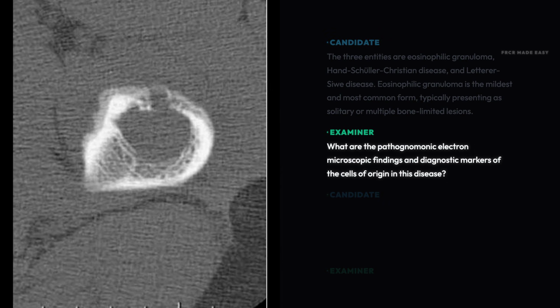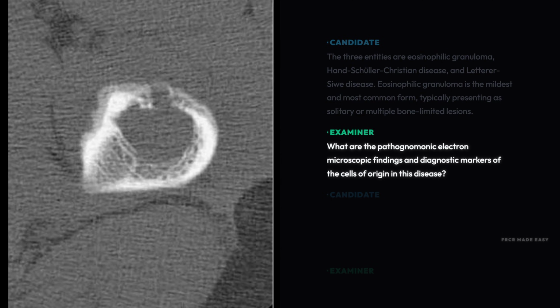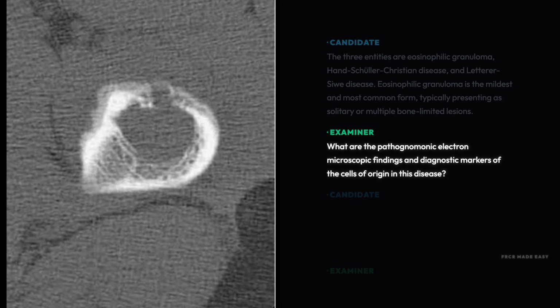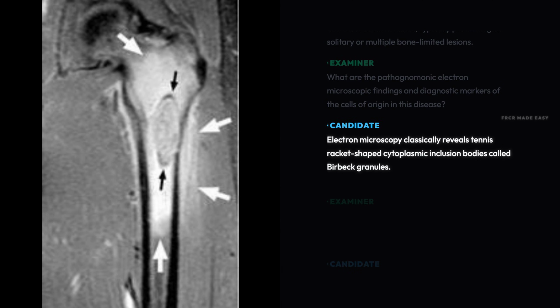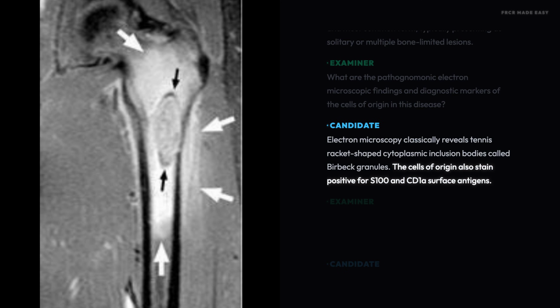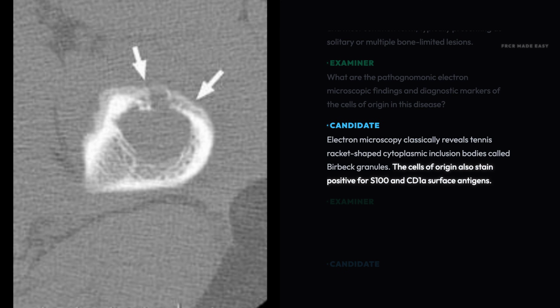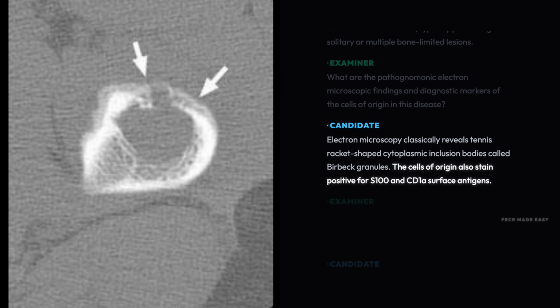What are the pathognomonic electron microscopic findings and diagnostic markers of the cells of origin in this disease? Electron microscopy classically reveals tennis racket-shaped cytoplasmic inclusion bodies called Birbeck granules. The cells of origin also stain positive for S100 and CD1a surface antigens.